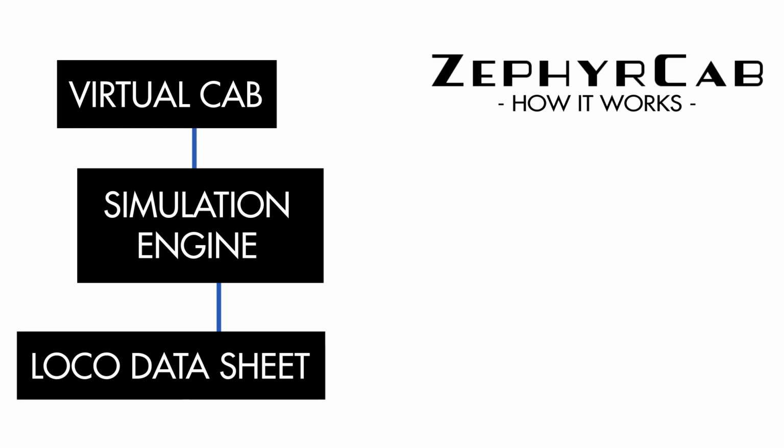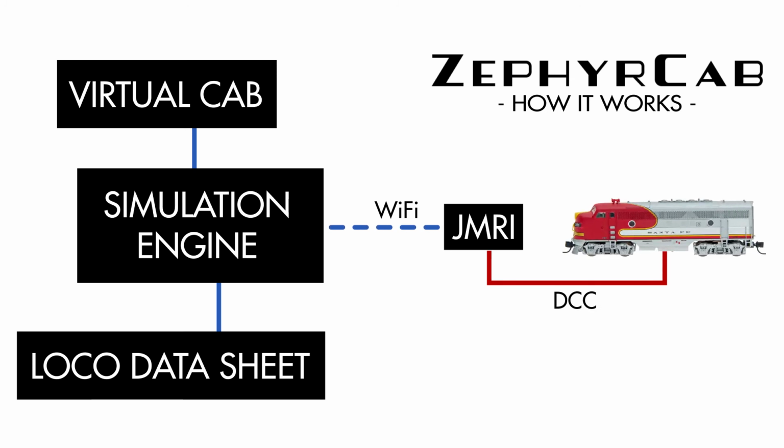The input from the user is fed into the simulation engine, where it's combined with your locomotive's datasheet to accurately reproduce the handling of a real train. This offers unmatched realism compared to the crude approximations of braking and acceleration that are found on most DCC decoders today. The simulation engine then uses a Wi-Fi connection to JMRI to relay speed, lighting, and sound commands to your model locomotive. This means ZephyrCab supports nearly all DCC systems and all DCC decoders. If it works with JMRI, it works with ZephyrCab.